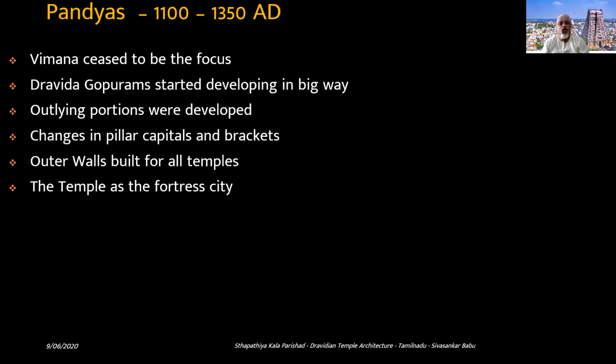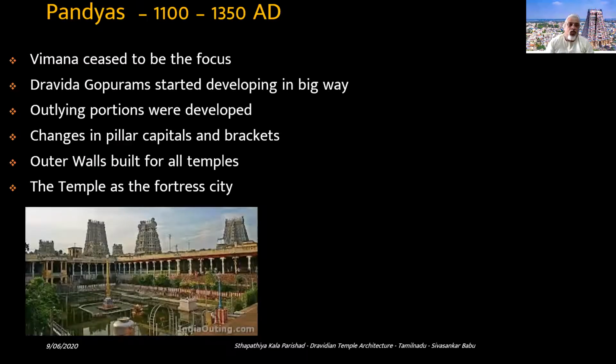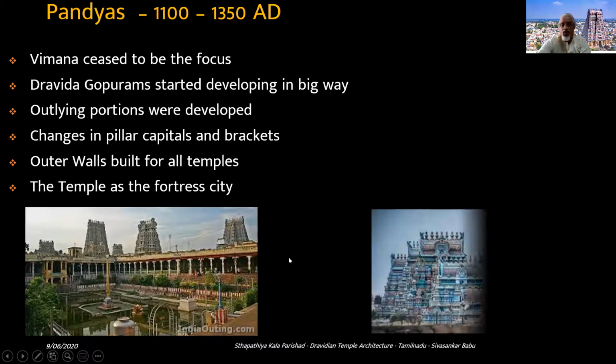So much of the sculpture was done by Pandyas in the Gopuras during the period, and some amount of work on the outlying portions, and then mandapa changes, and then outer walls. So this is a turbulent period where the temples were built as fortresses with walls and towering gopuras. Some of the good examples are the Madurai temple, which was built extensively by Pandyas, but probably during the Muslim invasion in 1300, it was destroyed to a great extent and it was rebuilt during the Vijayanagara period.